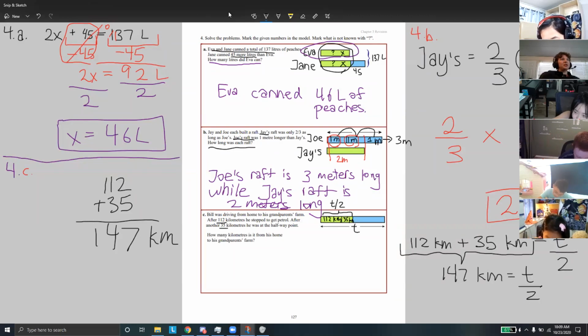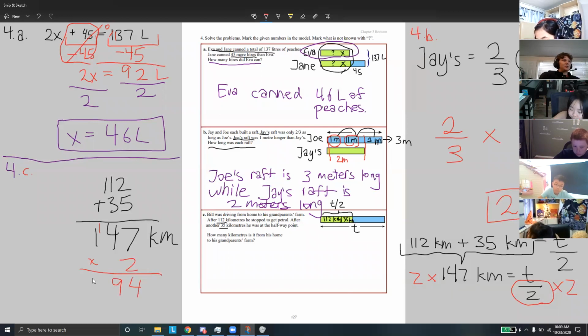And actually, this might look a little bit tricky, but this is kind of the same as we've always been doing. We don't want to know what t divided by 2 is. We want to know what just t is. So the opposite of divided by 2 is... Multiply. Exactly. Multiply by 2. So we'll multiply both sides by 2. We get 147 times 2. 2 times 7 is 14. 2 times 4 is 8, plus 1 is 9. 2 times 1 is 2 kilometers. And so total equals 294 kilometers. Great. So I'm going to write that. T equals 294.